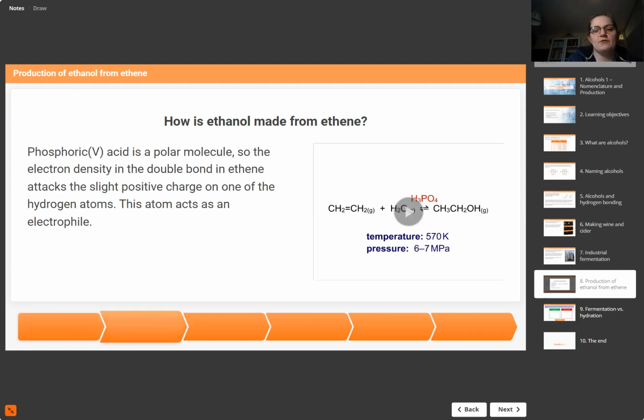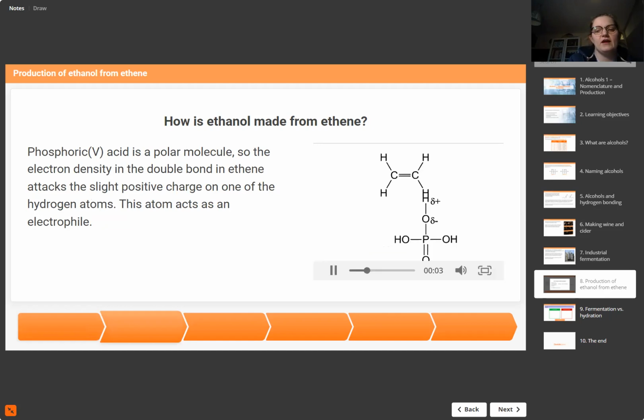So what actually happens? Well, our phosphoric acid is a polar molecule. If we have a look here, we've got our ethene and our phosphoric acid. Phosphoric acid is a polar molecule, and you can see that here it's polar in a very similar way to how our alcohols are. We've got that electronegative oxygen atom.